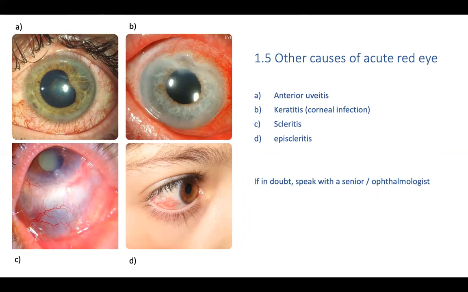Photograph B is an example of keratitis, which is a corneal infection. This usually manifests as an ulcer, which would appear on fluorescein staining. Photograph C is an example of scleritis, and photograph D is an example of episcleritis. In scleritis, the patient will have deep boring pain and potentially a blue patch, which represents thinning of the sclera. Whereas in episcleritis, the pain is less severe and there are no blue patches.